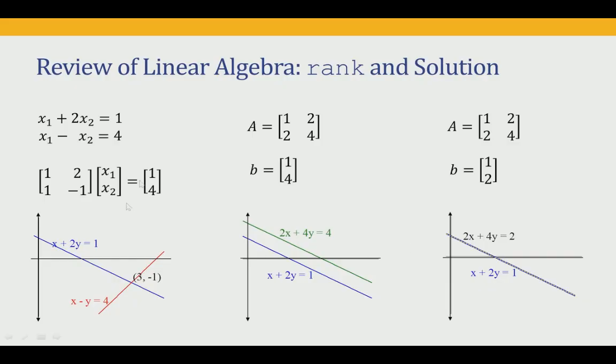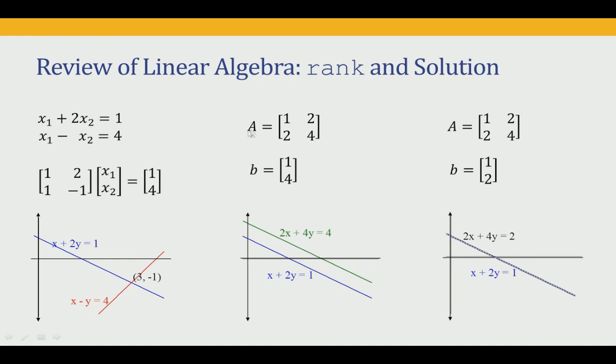Okay. So, if you look at the first example, we have the equation x1 plus 2x2 equal to 1, x1 minus x2 equal to 4. These represent the blue and the red line over here, and these 2 lines intersect at a point 3, minus 1. So, 3, minus 1 is a unique solution.